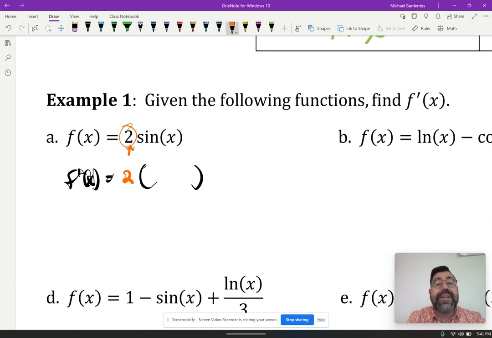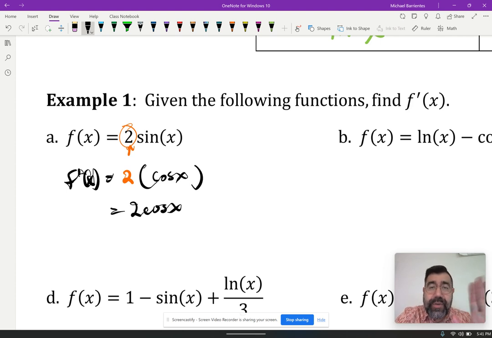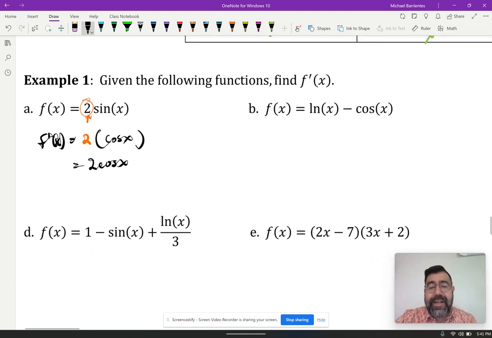I'm multiplying 2 times sine x. I can find the derivative of sine x and then multiply that answer times 2. Well, the derivative of sine x, we just finished saying, is cosine x. So therefore, my final answer is just 2 cosine x. So the constant multiple rule says if you're multiplying by a constant, a number, hold the number, take the derivative of the function, and then multiply it back in. Easy peasy.